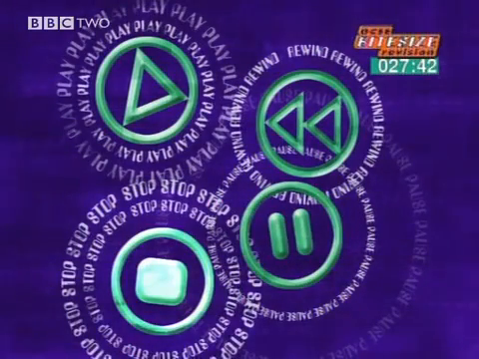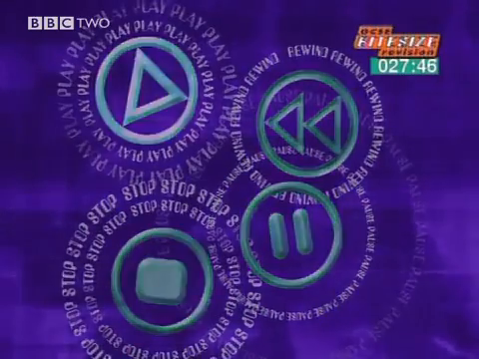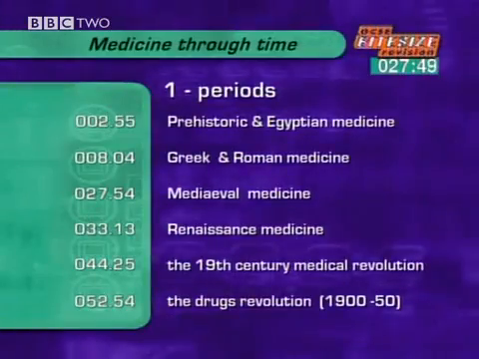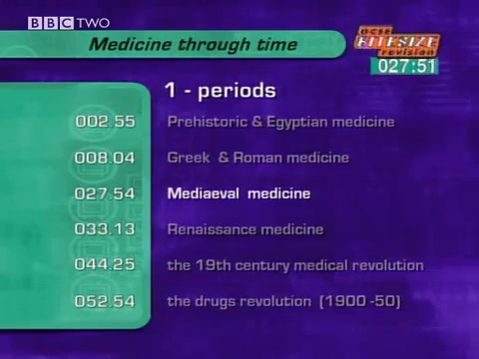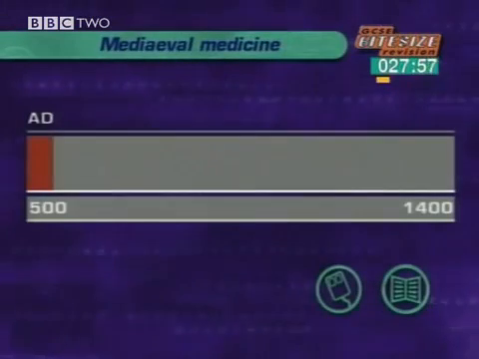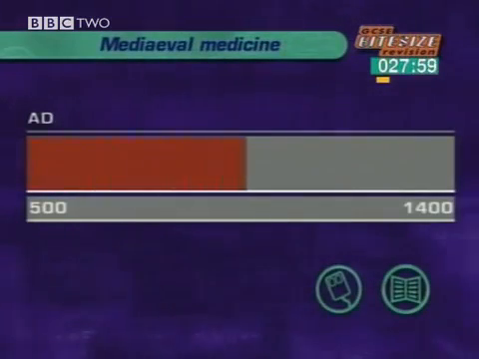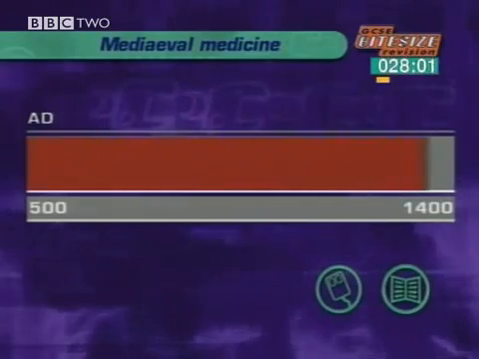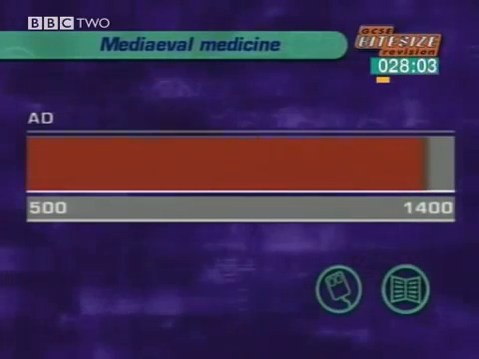That's the end of the section on Greek and Roman medicine. Now we move on to medieval medicine. The medieval period, or Middle Ages, lasted from the end of the Roman Empire until the beginning of the Renaissance.